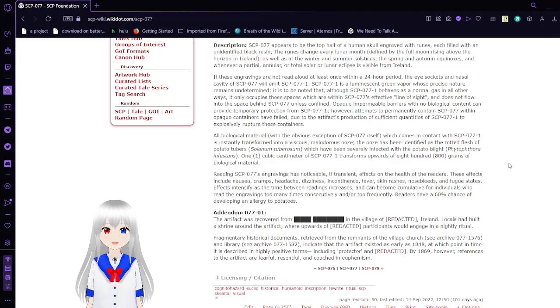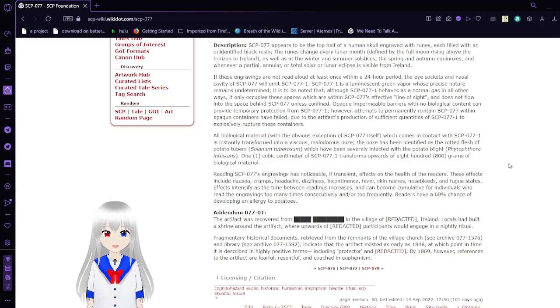Description: SCP-77 appears to be the top half of a human skull engraved with runes, each filled with an unidentified black resin. The runes change every lunar month, defined by the full moon rising above the horizon in Ireland, as well as at the winter and summer solstice, the spring and autumn equinoxes, and whenever a partial, annular, or total solar or lunar eclipse is visible from Ireland.